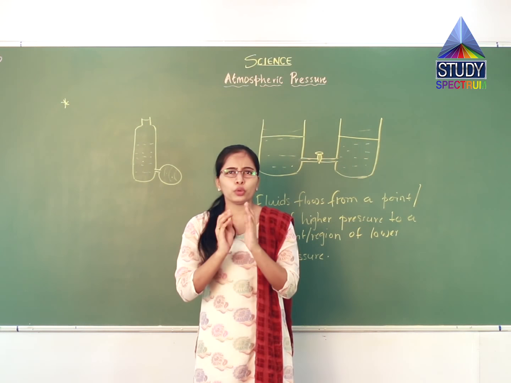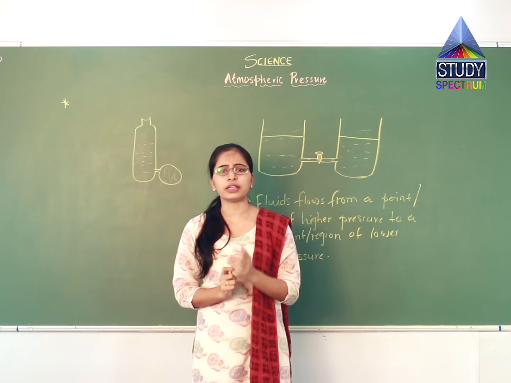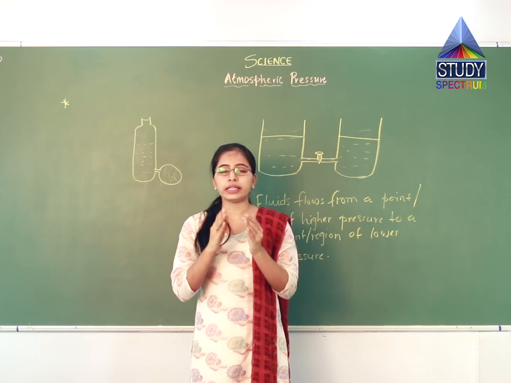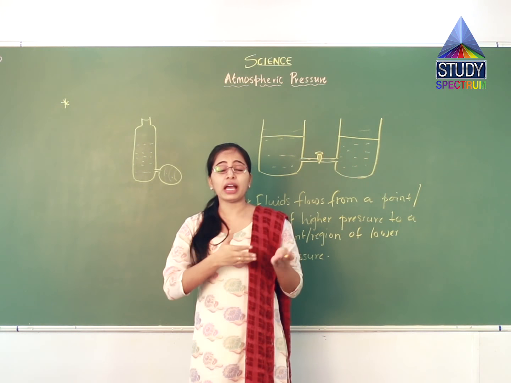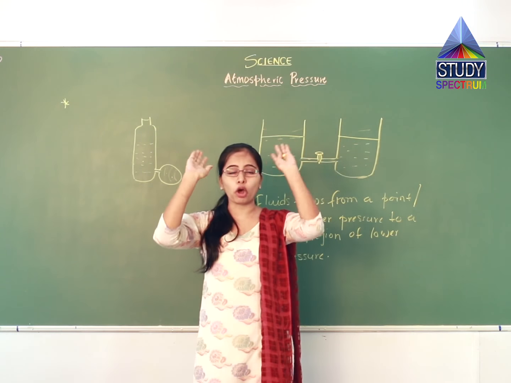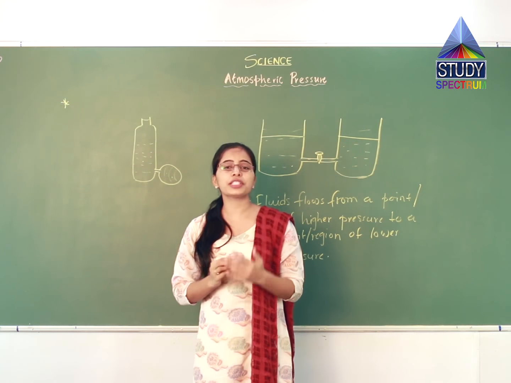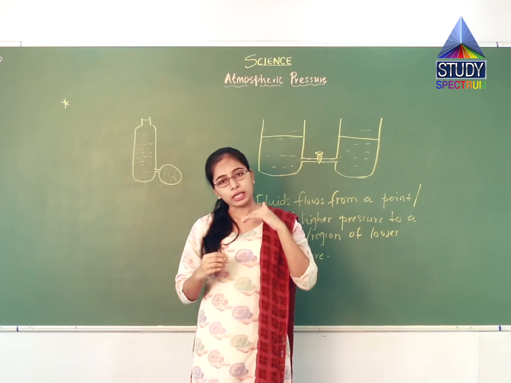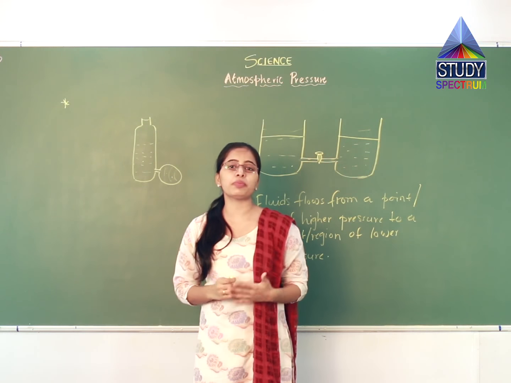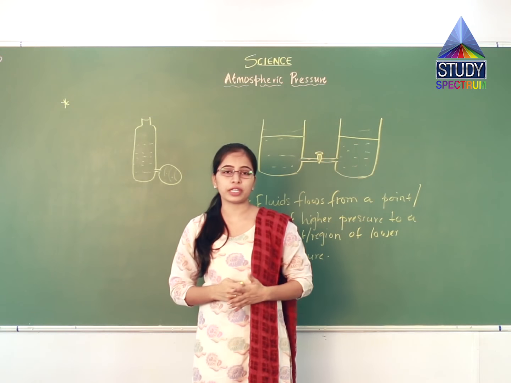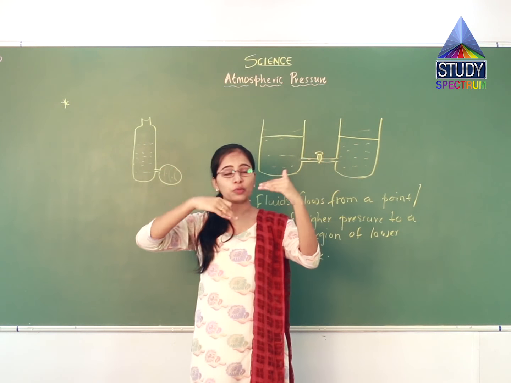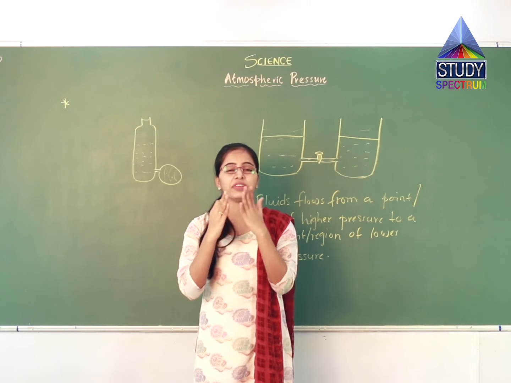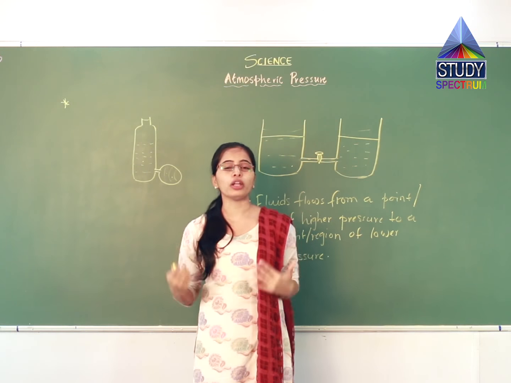Now you have to think: since our atmosphere is applying some pressure, why can't we feel it? It is like we are carrying hundreds of tons of weight on our head, but we can't feel it. How is it possible? Because in our body there is blood flowing, and that blood also has a pressure similar to the atmospheric pressure. So both pressures are equal and opposite to each other. Because of that, they cancel each other and we don't feel any pressure on ourselves.